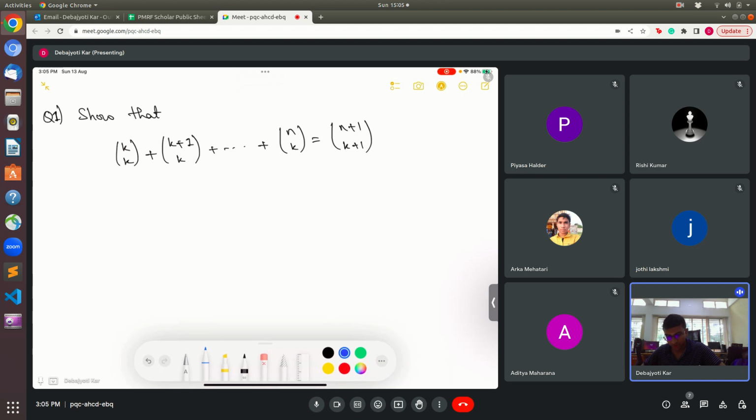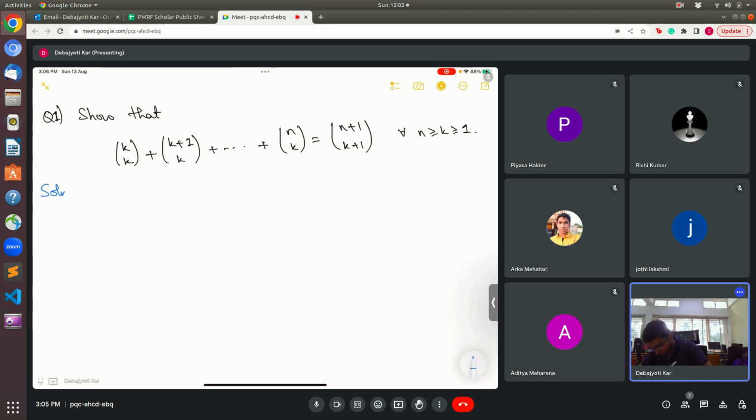And we have to show this identity for all n greater than or equal to k greater than or equal to 1. So what we are going to use is induction. We are going to do induction on n. First of all, we are going to fix some value of k. And now when k is fixed, n is the only variable, so we are going to do induction on n.